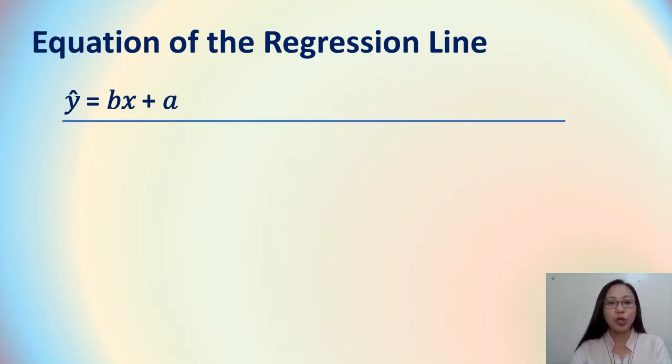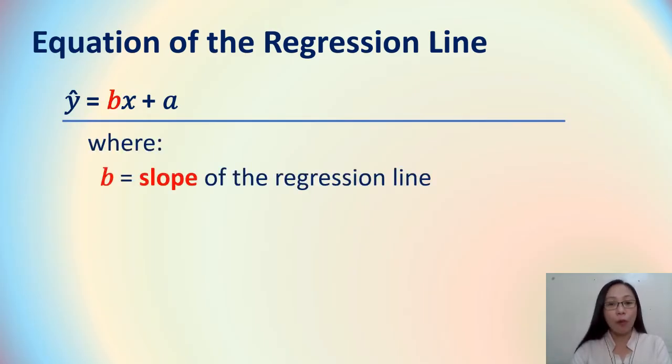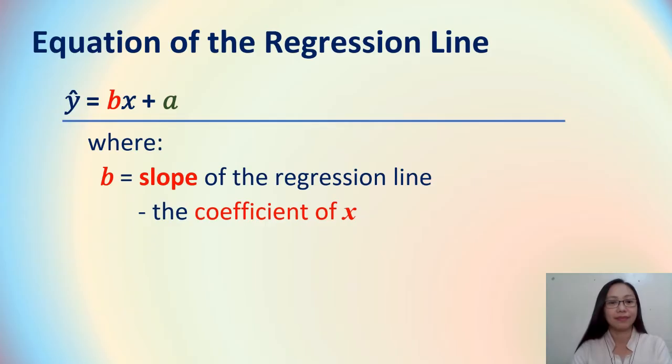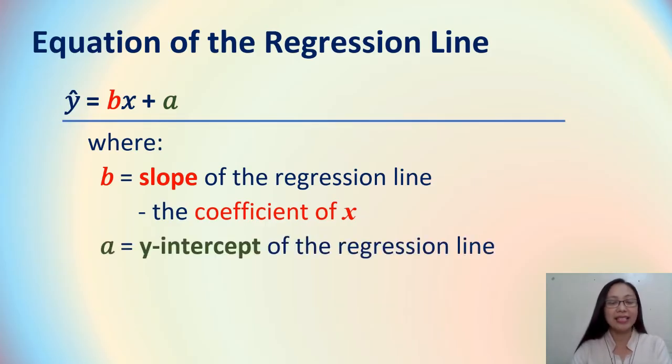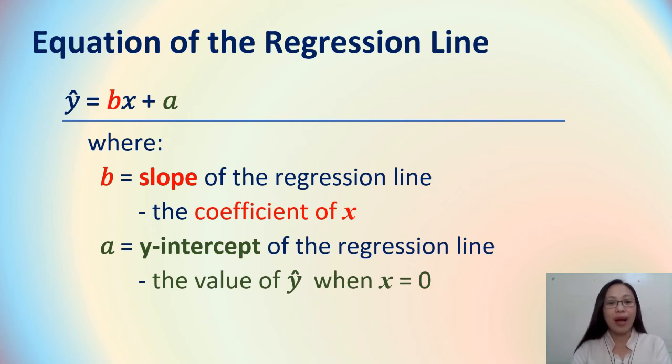Now here is the equation of the regression line as adapted from the equation of a line. This is now read as y hat equals bx plus a, wherein in the same manner, b is the slope of the regression line, and it is also the coefficient of x here. And a is the y-intercept of the regression line. It is the value of y hat when x is equal to 0.